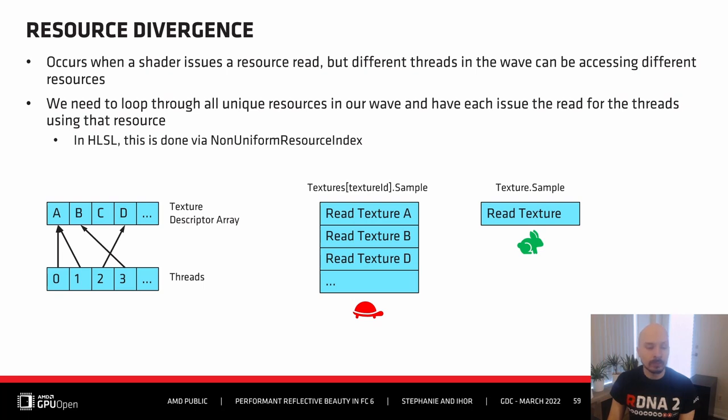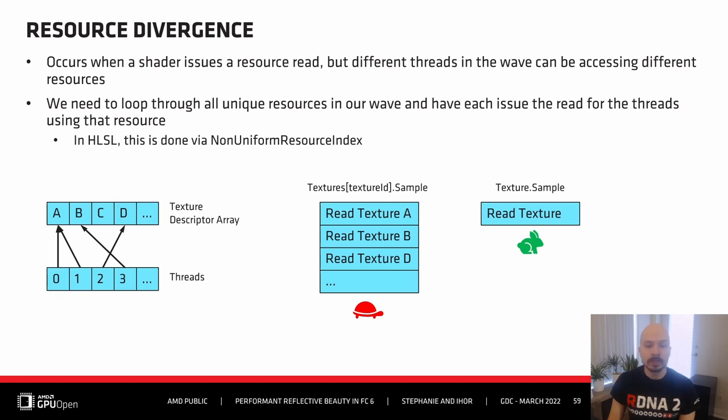The problem is, if you look at our left example, we have different threads trying to read from different textures in a texture descriptor array, maybe we're doing a textureArray.Sample like we have in our middle line of code. What the hardware has to do is loop through all of the unique resources in our wave and have each issue the read for the threads that are using that resource. In HLSL, this is done when we write NonUniformResourceIndex.